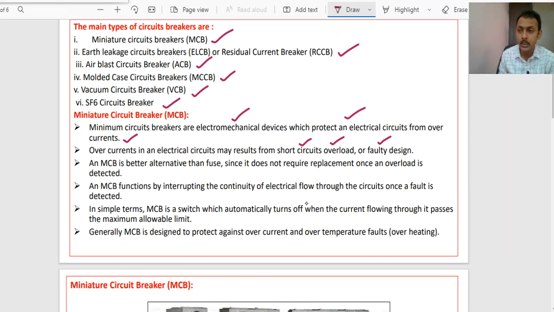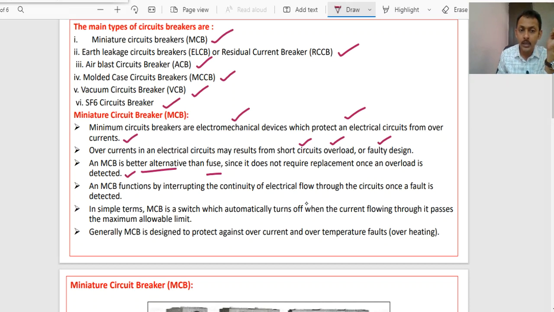So here the MCB will act as an alternative. It is a better alternative to the fuse, because it does not require replacement once an overload is detected. If it is a fuse, once the circuit is broken, or once the circuit gets opened, in order to establish the connection again, the fuse wire has to be wound. We have to attend to it manually and make the connection. But that is not the case with the help of an MCB, miniature circuit breaker.